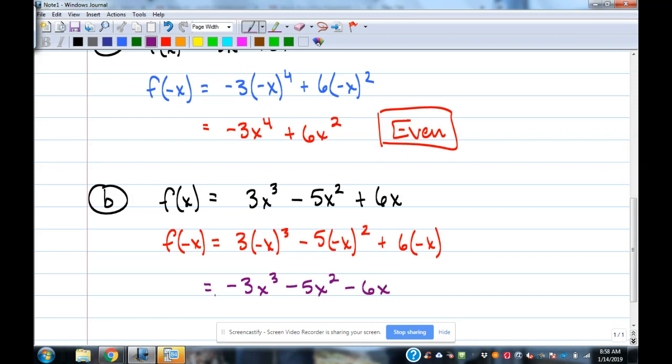Is that the exact same as the original? No. Is it the opposite of the original? No. This guy in the middle had the same sign. So this one would be a neither situation because it did not match the original or have the opposite signs of everything in the original.